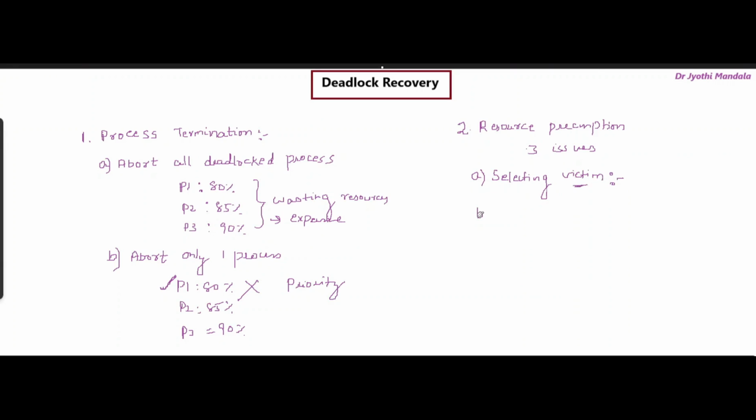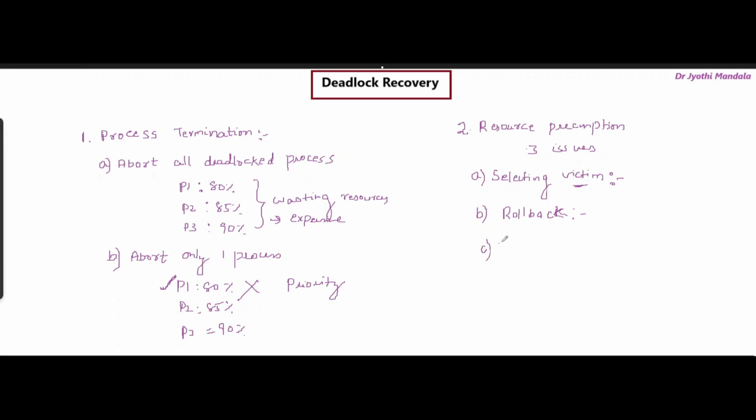Second issue we need to talk about is rollback. Rollback means going back to the beginning of the execution. If we detect that there is a deadlock, in that case we take back all the resources from the deadlocked processes, then you need to go back to the beginning of the execution and start your execution again. This is the rollback.